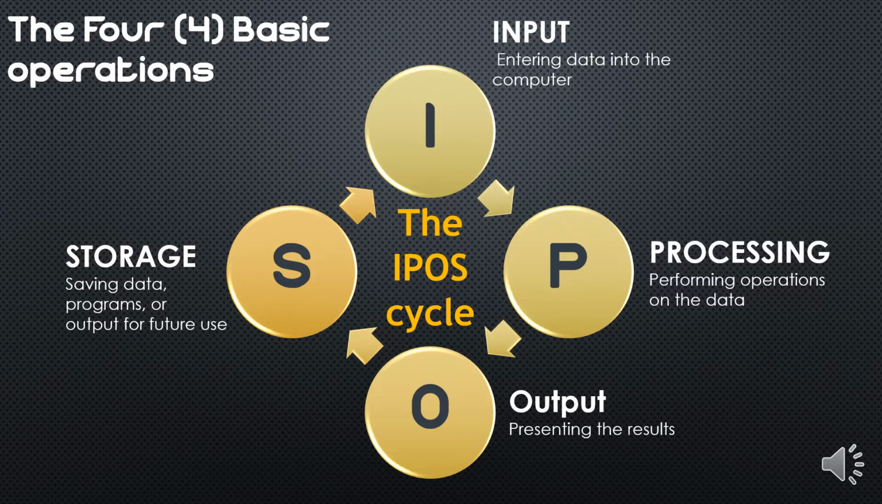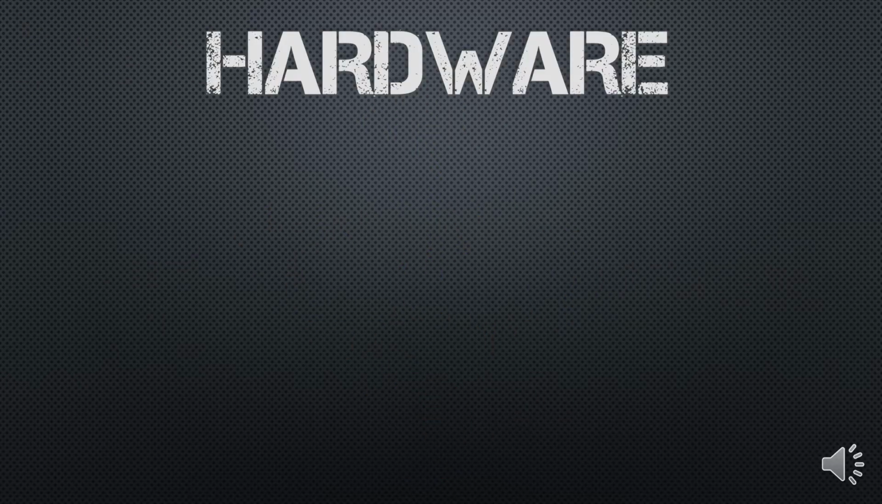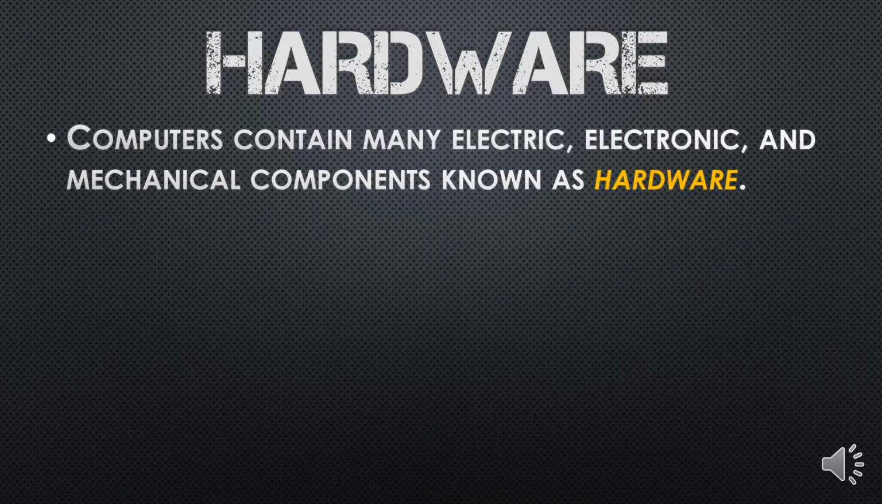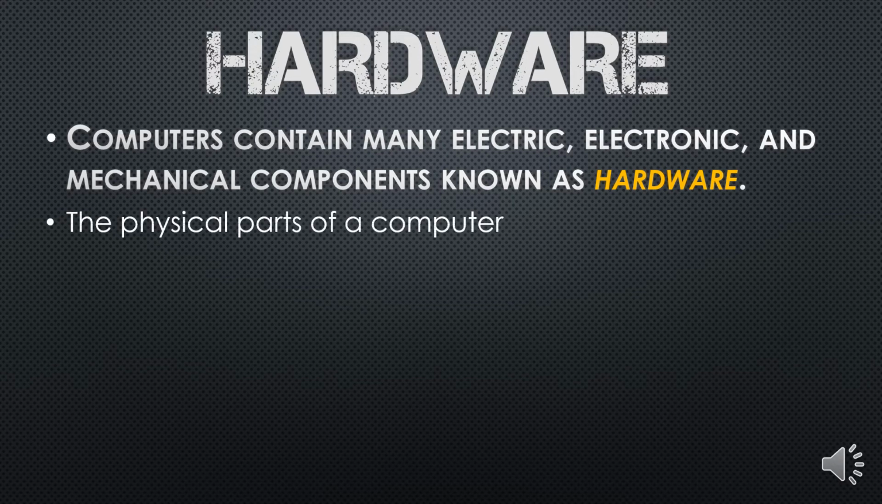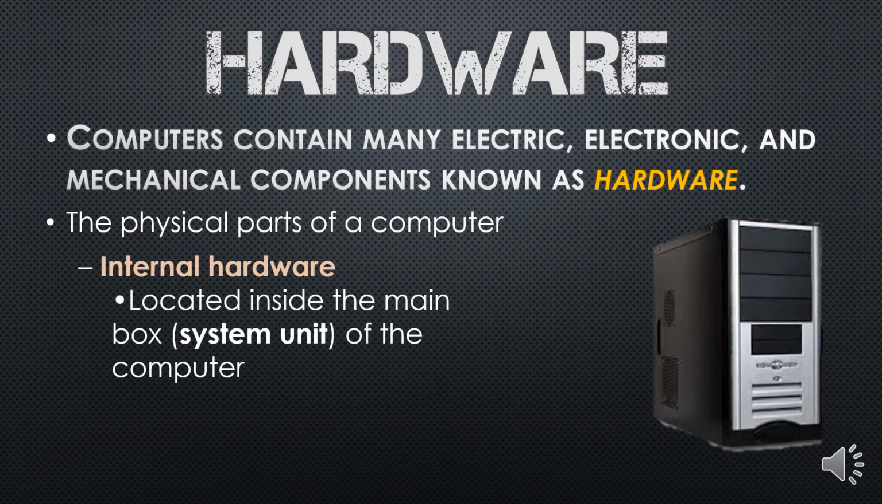Now let's move on to the hardware components of a computer associated with each of the basic operations. Computers contain many electric, electronic, and mechanical components known as hardware. Hardware stands for the physical or tangible parts of a computer. Computer hardware is categorized into two. First is the internal hardware, the type of hardware which is located inside the main box or system unit of the computer.